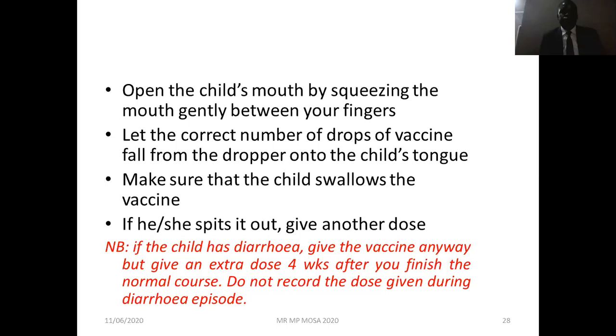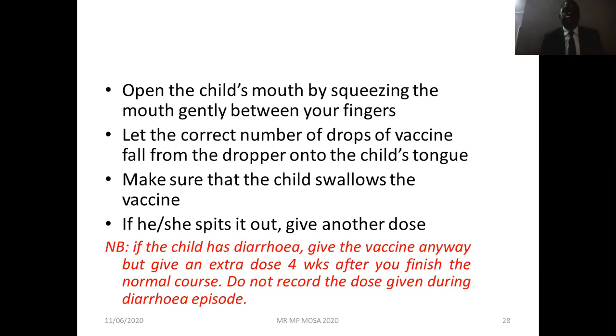If he or she spits it out, give another dose. If the child has diarrhea, give the vaccine anyway, but give an extra dose 4 weeks after you finish the normal course. Do not record the dose given during the diarrhea episode.